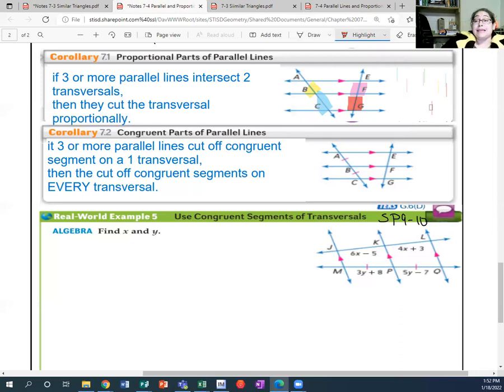The second corollary is related to this one. This one is not proportional parts, but congruent parts. It says if 3 or more parallel lines cut off a congruent segment on a single transversal, then they're going to cut off congruent segments on every transversal. So if I get congruence here, I'm going to get congruence there. Not that these pieces from one transversal to another are congruent to each other, but along the same transversal, those pieces are congruent.